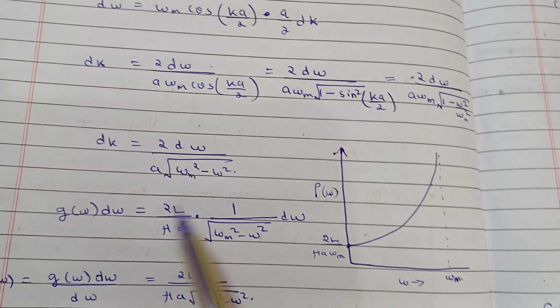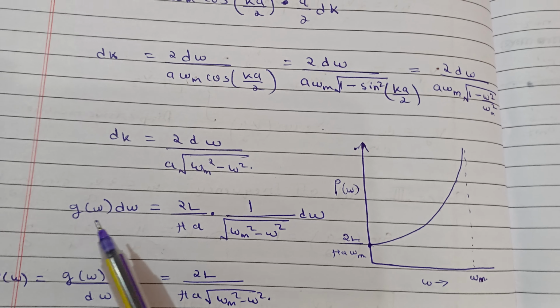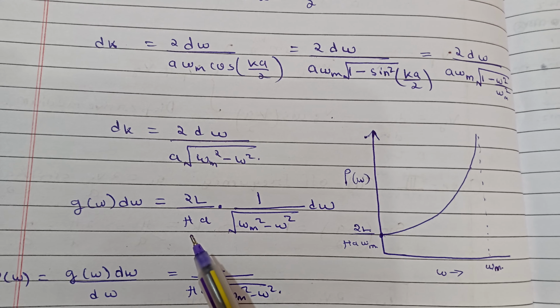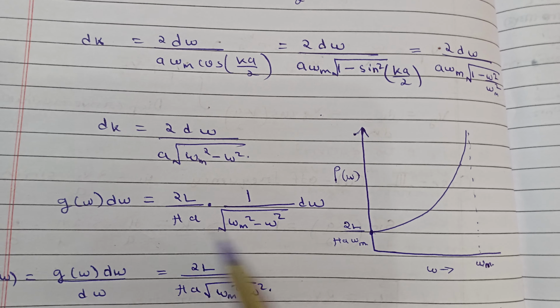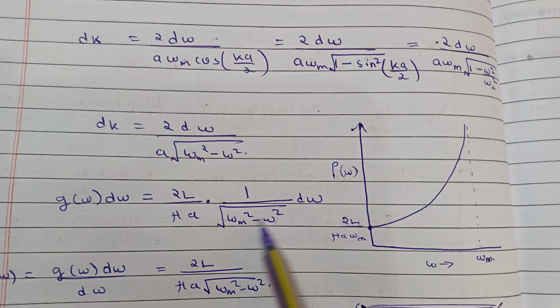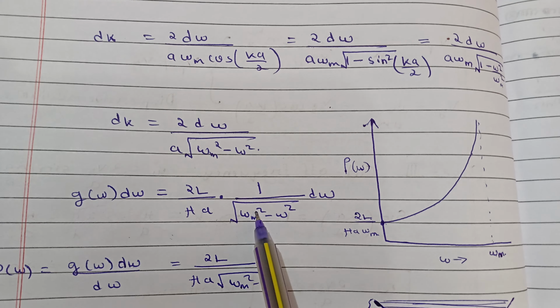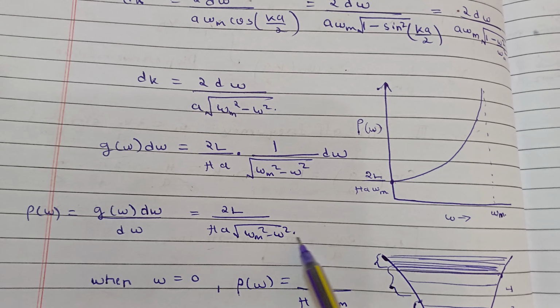Now we know the density of states is g omega d omega equal to L by pi dk. So substitute the value of L by pi dk here, and this will be our number of states. Now take the d omega to this side, and we get the density. So this will be the number density.